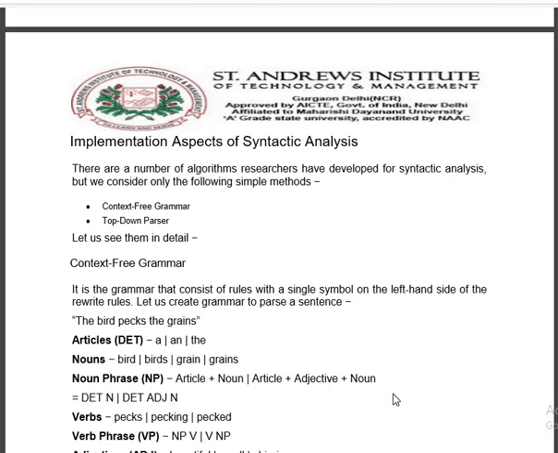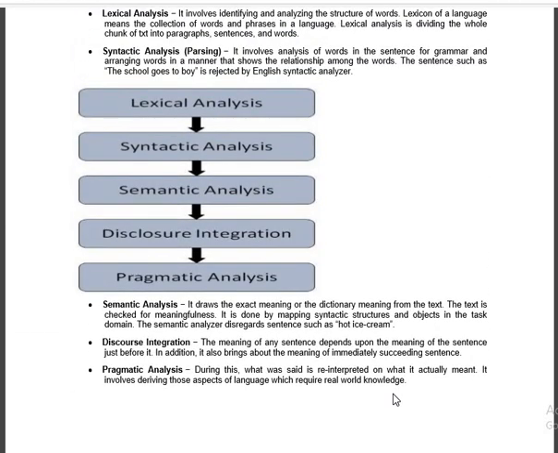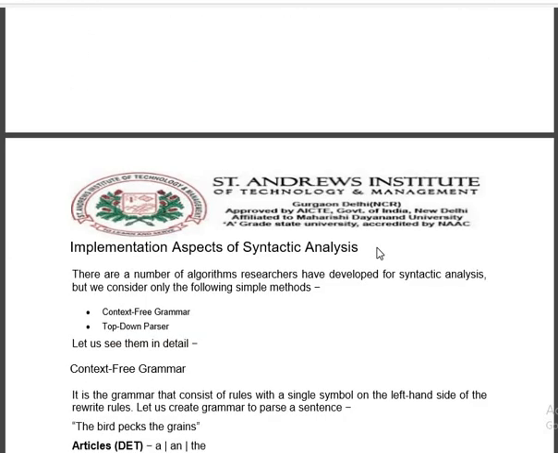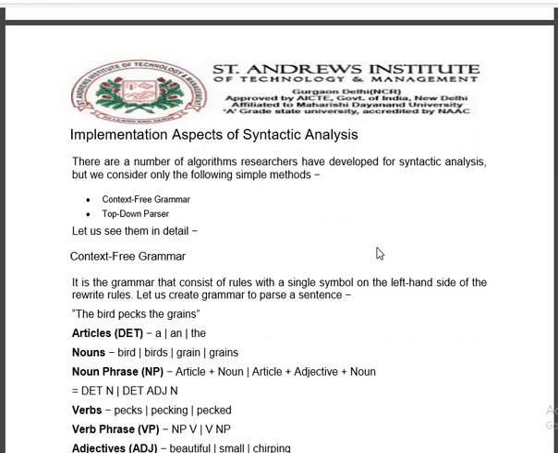Further, the steps of NLP, which let me show you once again: lexical analysis, syntactic analysis, semantic analysis, discourse integration, and pragmatic analysis. This is a particularly long question, and students need to explain each phase properly with the help of an example. Sometimes it also asks about context-free grammar and the top-down parser. So I request all the students to go through the content once more and try to solve one or two more examples in the field of context-free grammar.